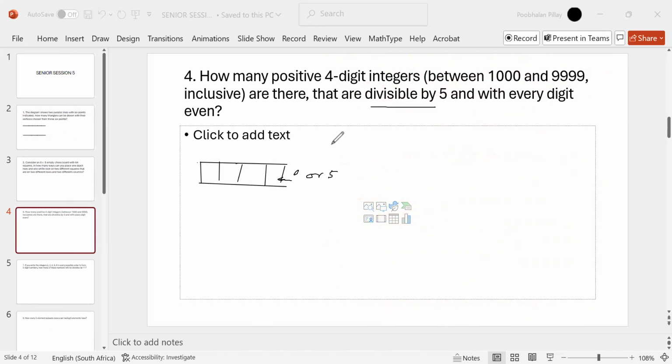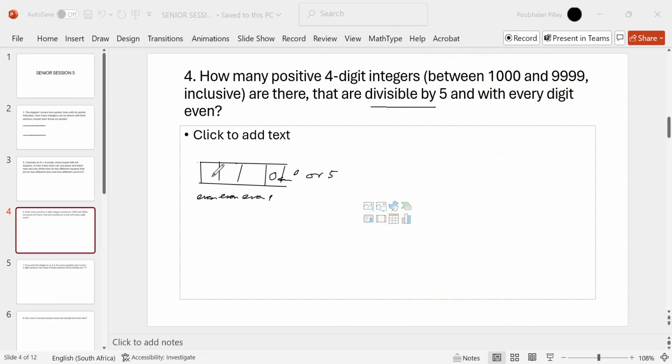But with every digit even, all the 4 digits must be even. So in particular, the last one must be even, and 5 is odd. So the last digit will have to be 0. There's only one way in which you can fill the last digit. I'm going to put 1 down, saying that the last digit is fixed. It's going to be an even number, which is divisible by 5. But now the question is, how many 4-digit numbers can you create altogether, where all the digits are even? Okay, so you want all these digits here to be even too.